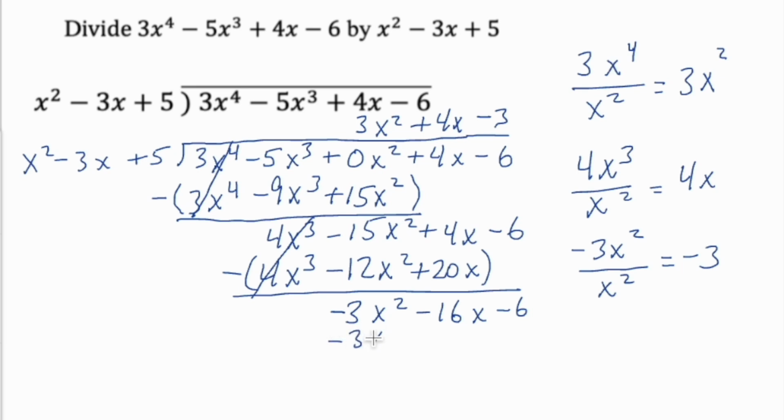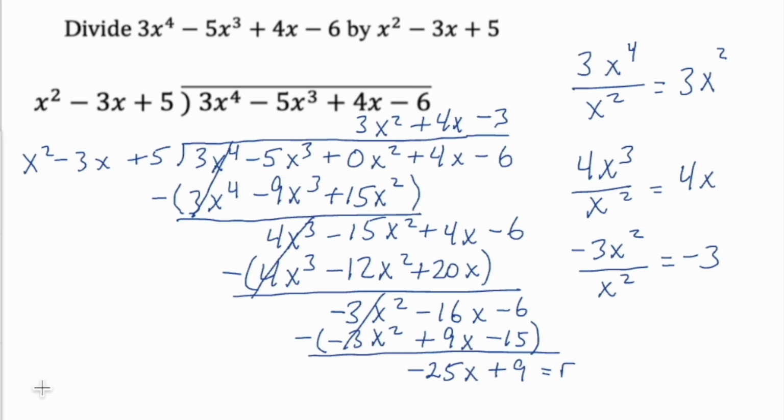That's negative 3x squared plus 9x minus 15, parentheses, subtraction, cancel the first ones out. Negative 16x minus 9x is going to be negative 25x. Negative 6 minus negative 15 is going to be plus 9. So we can't do negative 25x divided by the first term. So this is our remainder.